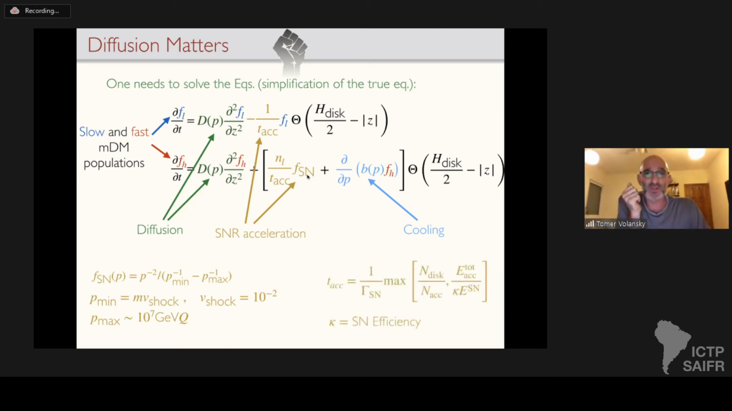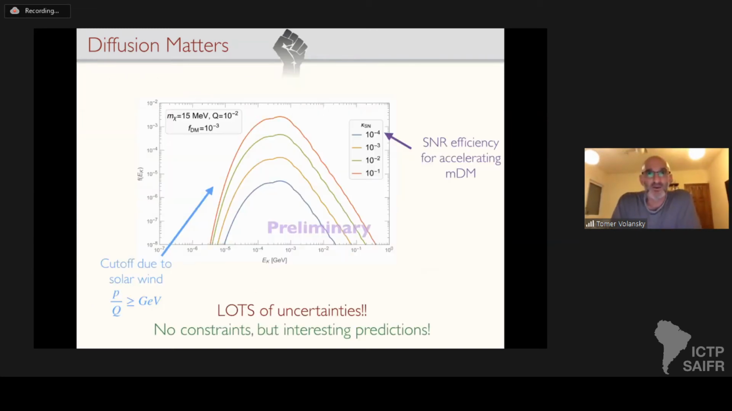And the interesting thing that you need to remember is that you have some time scale which takes into account two things. Number one is that supernovae can't inject an infinite amount of energy. They have a finite amount of energy and they can only inject so much. And how much of it goes into the dark matter which gets accelerated depends on some efficiency, which we don't really know what it is. So there's some parameter which is this efficiency. I'm going to call it kappa. Okay, so you can calculate this.